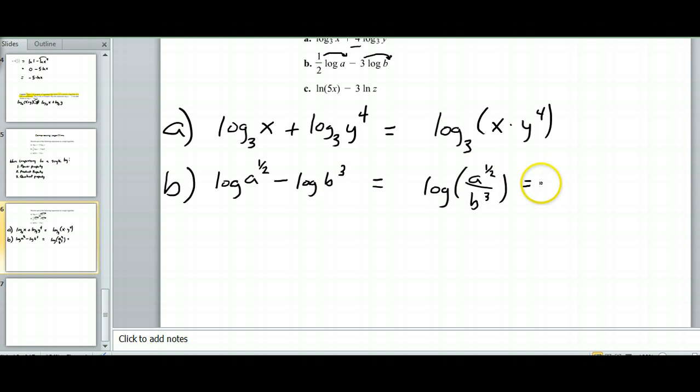Now if you want to, because a to the 1/2 power is the same thing as the square root of a, you're welcome to write it that way, but you don't have to. Either one of these would work. Either one of these would be fine.